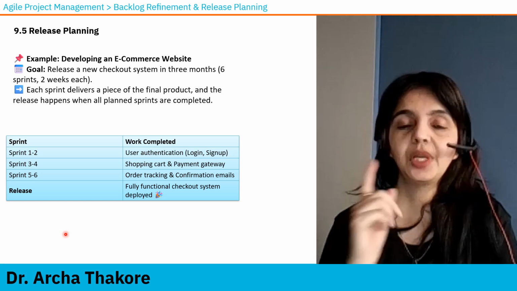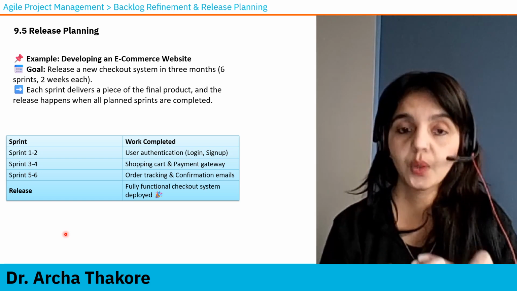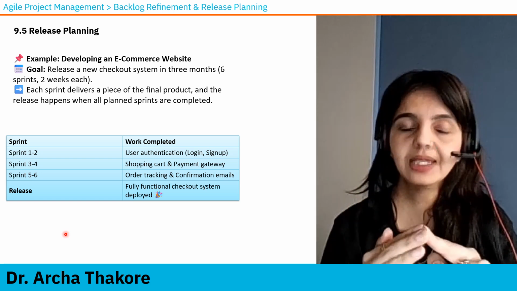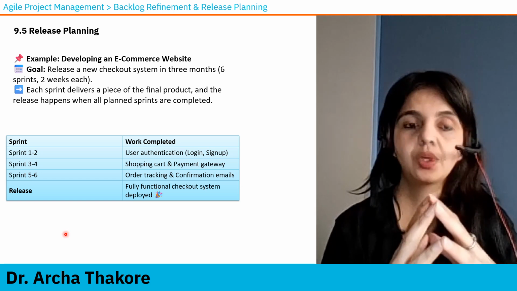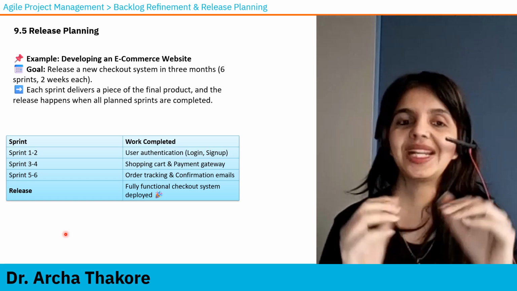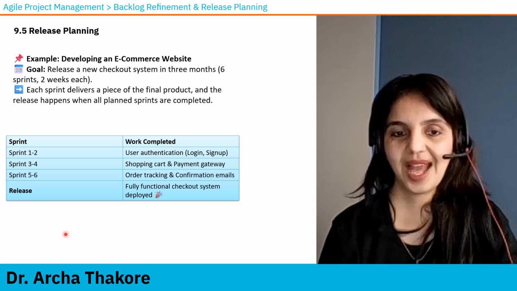Quick recap. In this lesson, we talked about product backlog grooming, refinement, prioritization, and then we talked about spike. Then we talked about product increment and release planning. They are all a part of your Agile planning process.